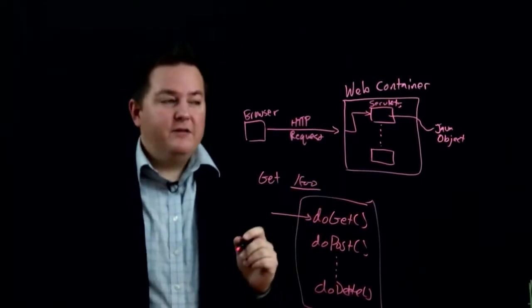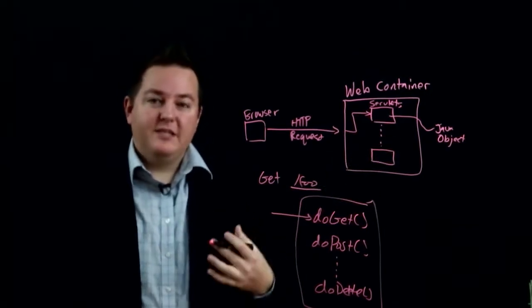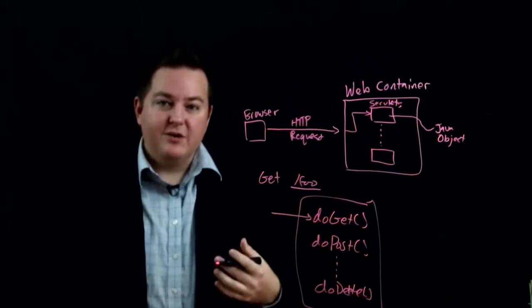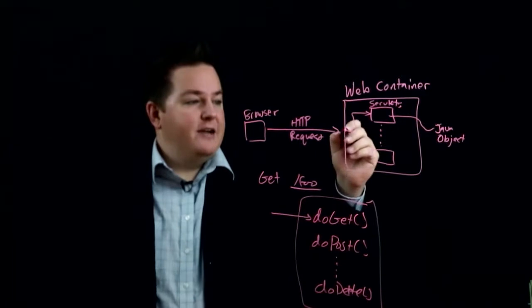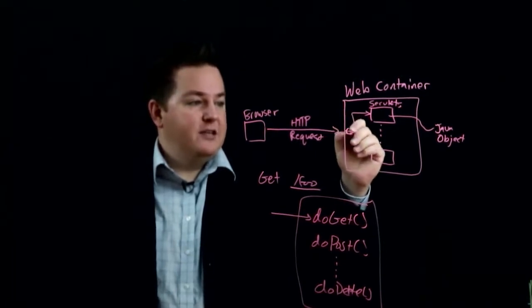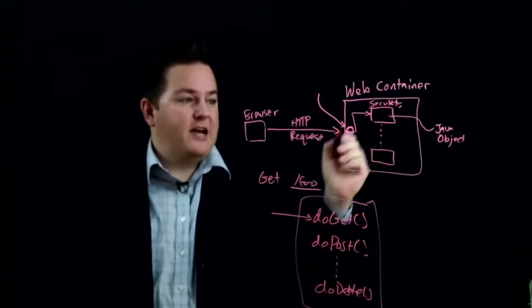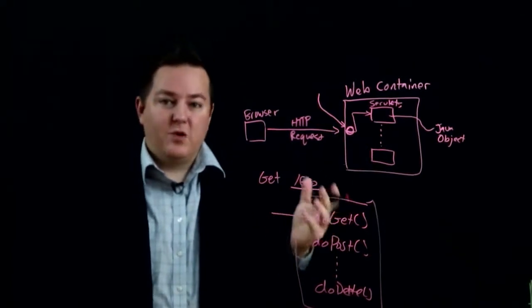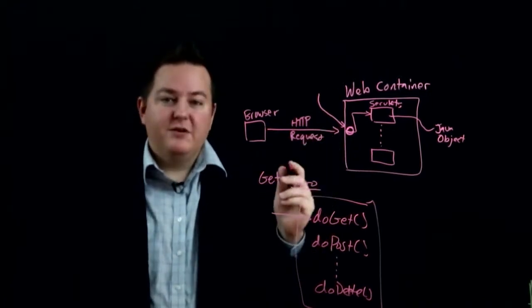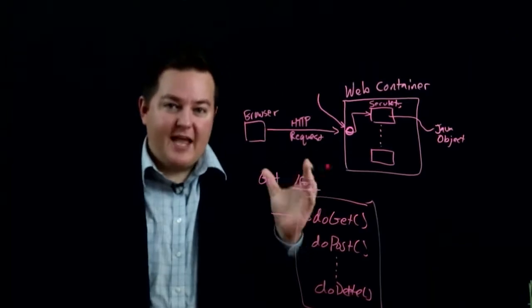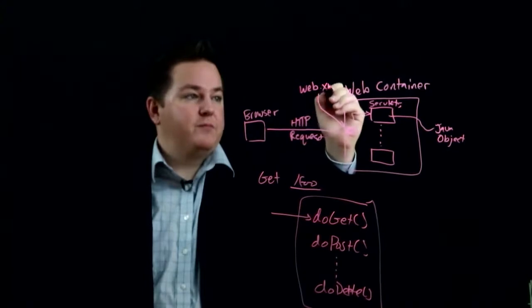Now, one of the key questions is, if we have multiple servlets here, how do we decide which servlet should handle a particular HTTP request? Well, inside of most web containers, there's basically a routing function, or some router, which decides, based on the request that's coming in, which servlet should handle it. And in Java, the way that servlet handling and routing is specified is through a web.xml file.